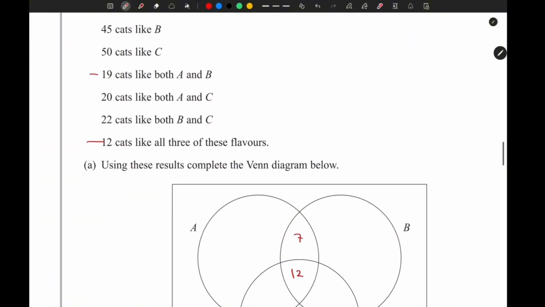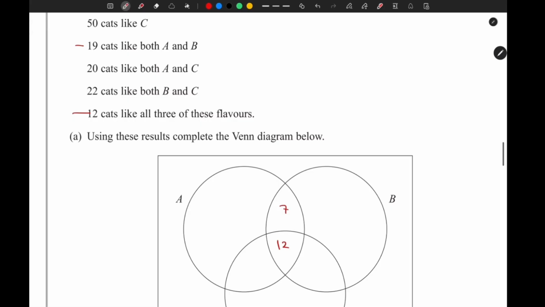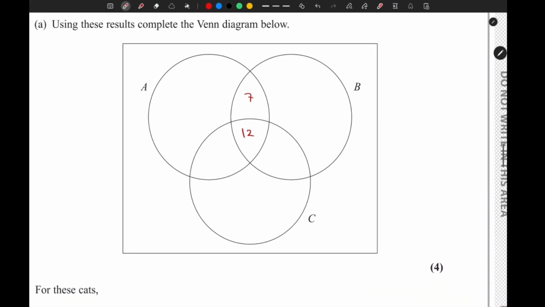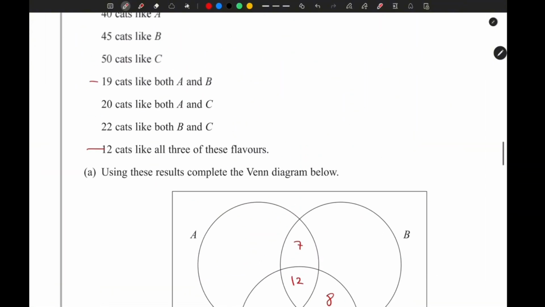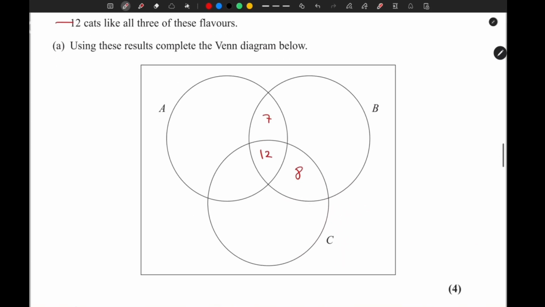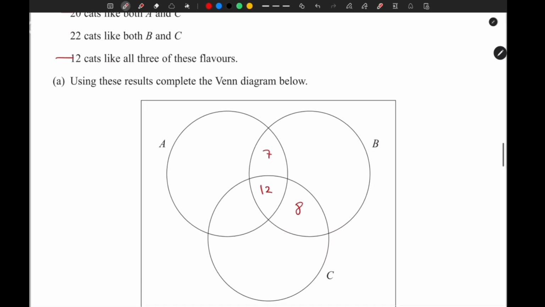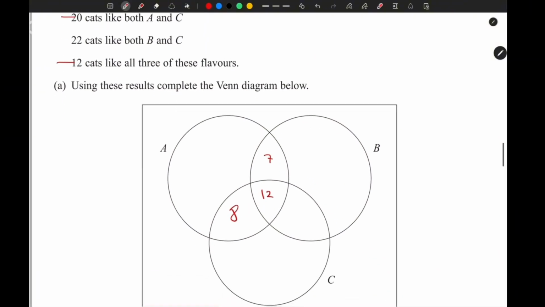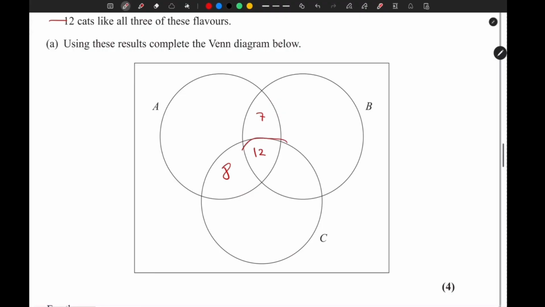So this is done. And 20 cats like both A and C. So A intersection C is 20. So this whole value is 20. So this will be 8. Okay. 22 cats like both B and C. Oh wait, this will be 8, not that. So 22 cats like both B and C. So this is 22. So this will be 10.